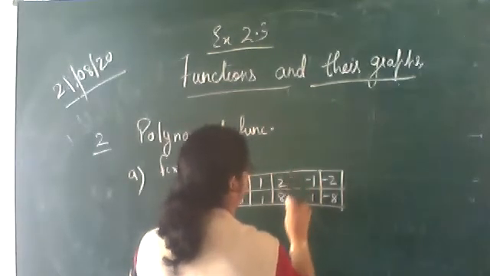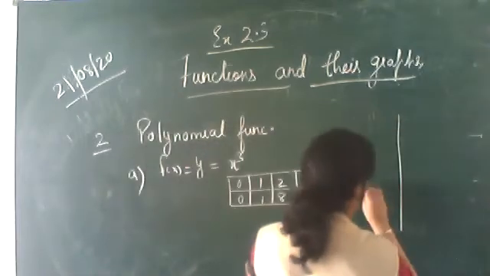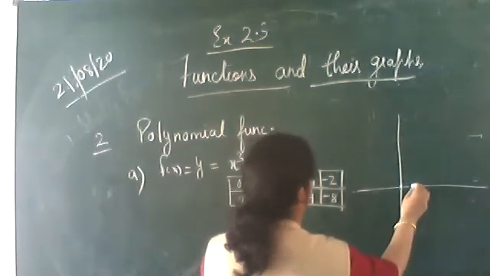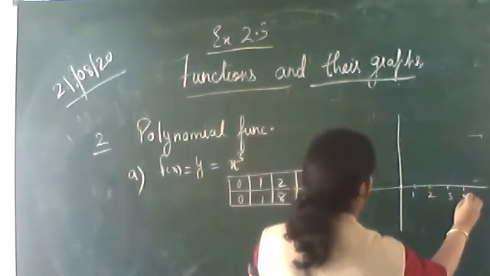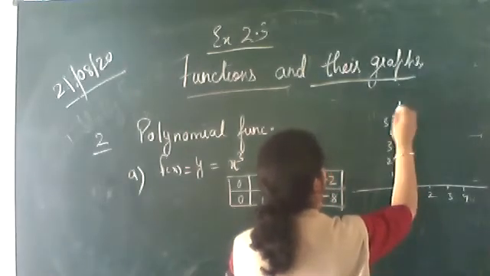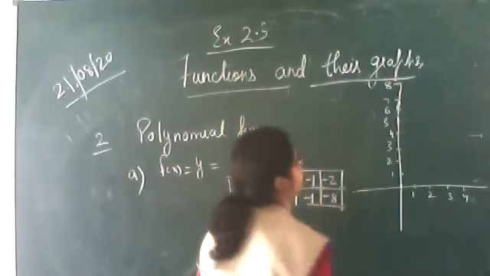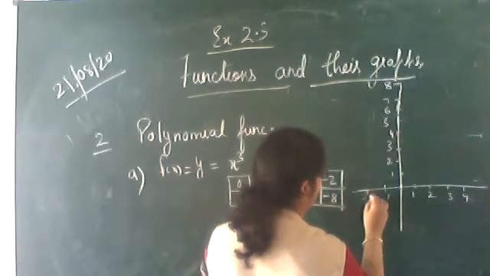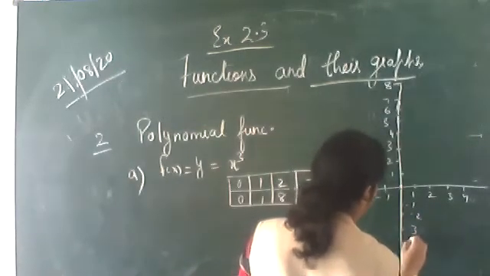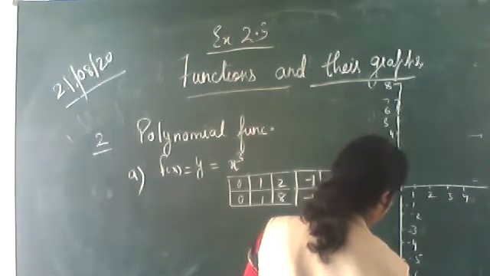We'll have this only. Minus 1, and then minus 2, 8. Now plot the graph. Here what you are going to get on 0, 0. Here we are having 1, 2, 3, 4, 5, 6, 7, 8. Clear? And here again we are having minus 1, minus 2, minus 3, and here we are having minus 1, minus 2, minus 3, minus 4, minus 5, minus 6, same way minus 7 and minus 8.